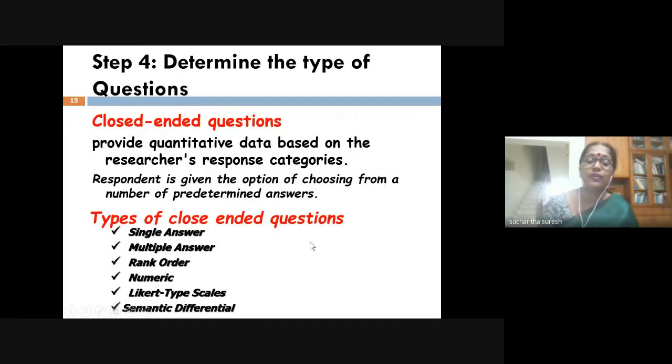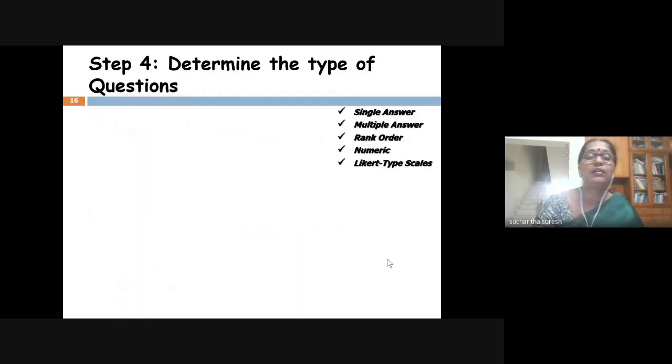So when it is of perception kind, we have to use a type of rating scale. Let us see one by one: single answer, multiple answer, rank order, numeric or Likert type, or semantic differential. How are all these being used? Let us see. So, one by one, single answer.